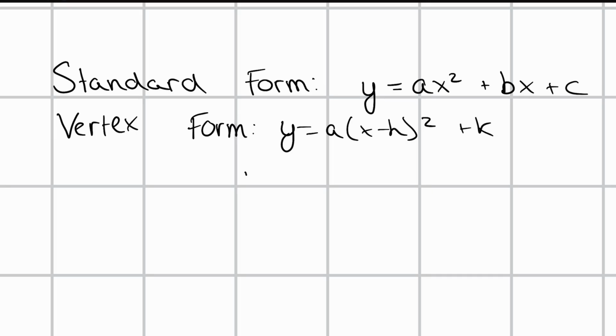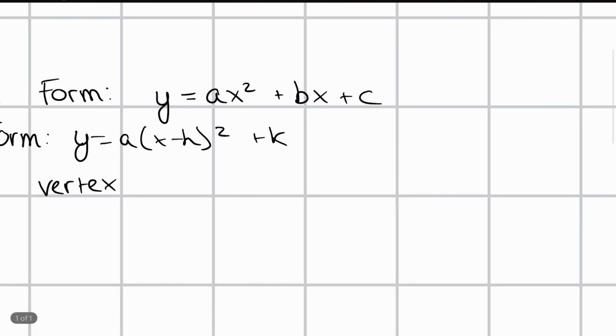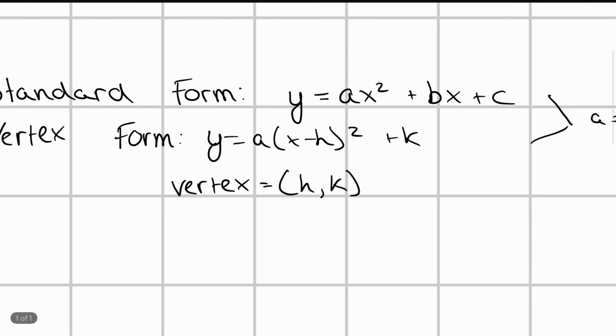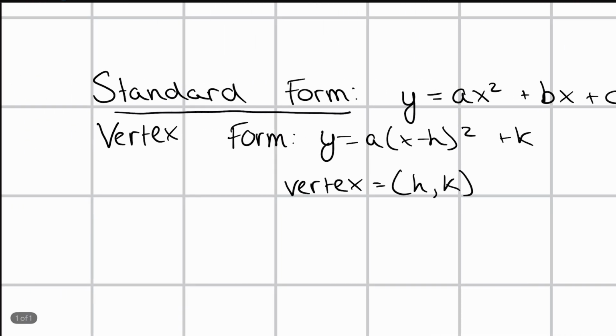Okay. Where your vertex in this one would equal (h, k). And in both cases, a cannot equal 0. Okay. So those are your two general forms you're going to use. And I'm going to tell you today how to convert from standard form to vertex form. Okay. So let's start off with completing the squares.